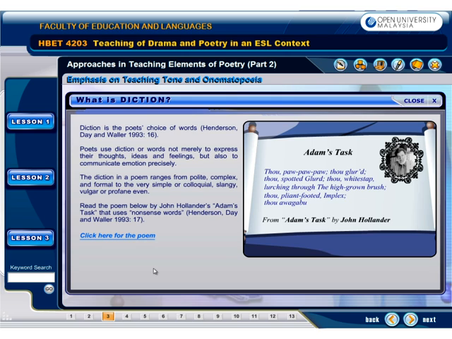Thou paw, paw, paw, thou glurd, thou spotted glurd, thou white step lurching through the high-grown brush, thou pliant-footed implex, thou awagabu. From Adam's Task by John Hollander.